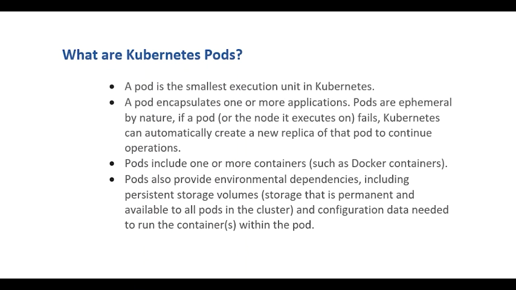So firstly, understand what pods are. Pods are basically the smallest execution units in Kubernetes. A pod has one or more encapsulated applications, and we have to infer in this nature whether it is executing or not on the nodes. If a pod fails, then Kubernetes can automatically create a new replica of that pod to continue operations, and it includes one or more containers, such as Docker containers.